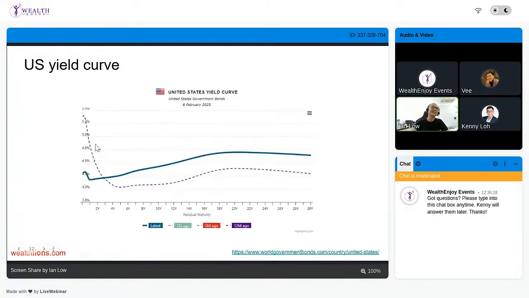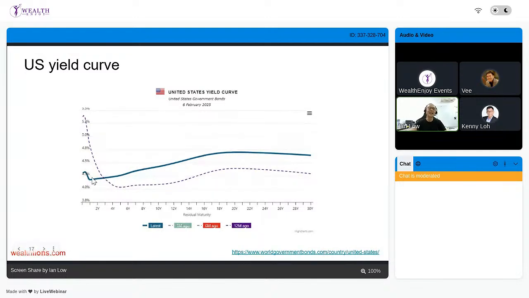This is the US yield curve. Now the dotted line is 1 year ago. The dotted line coming down in this pattern, is it inverted or is it normal? Yes, you are right. It is inverted 1 year ago. The dotted line is 1 year ago. This pattern is inverted.